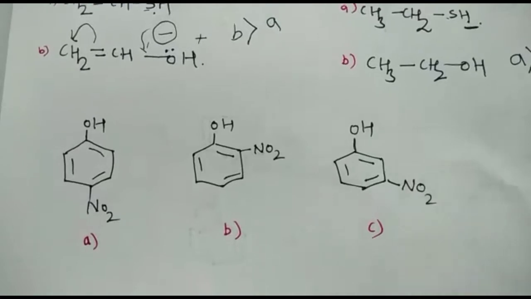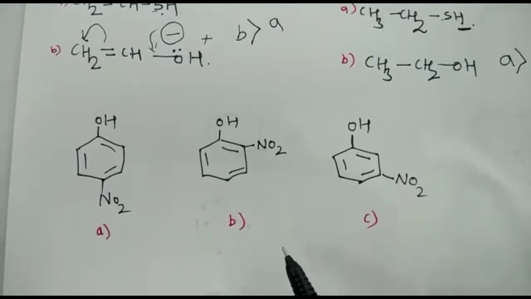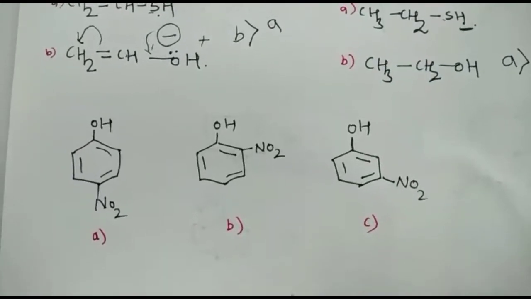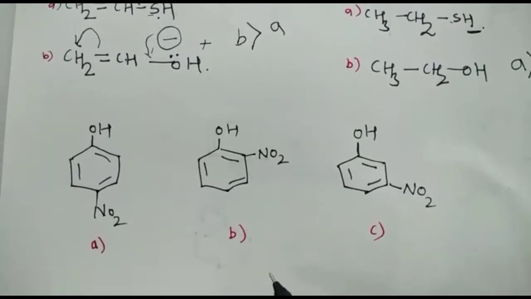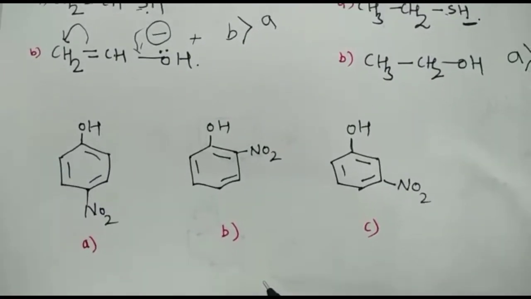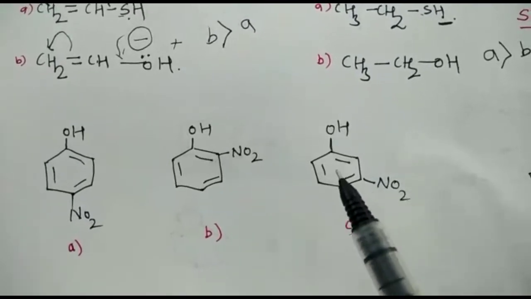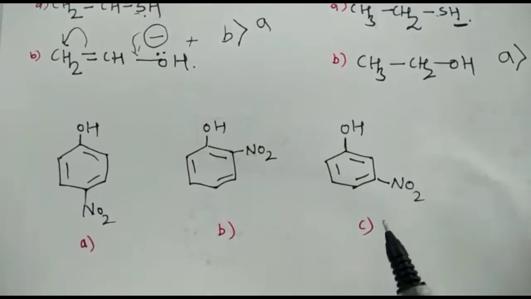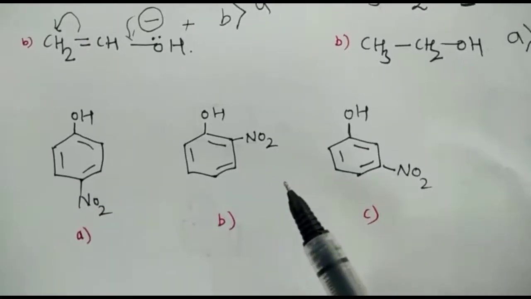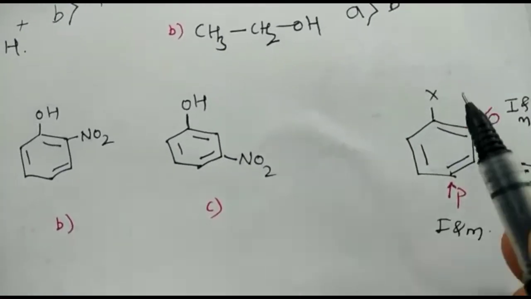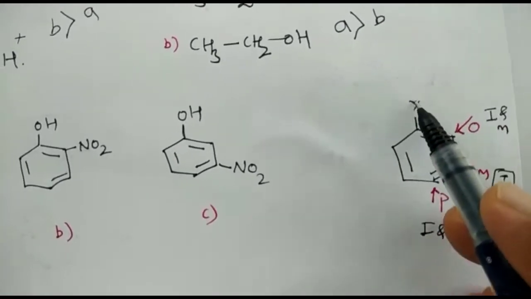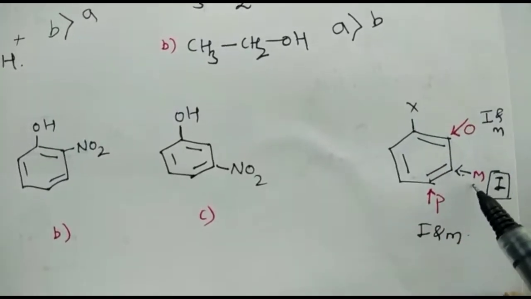Next example. It will give A, B, C and they will ask which one is more acidic, or give the order of decreasing acidic strength of these compounds. This is paranitrophenol, orthonitrophenol, metanitrophenol. Before understanding the acidic nature, you should first know that with respect to X, this is the ortho position, this is meta and this is para position.